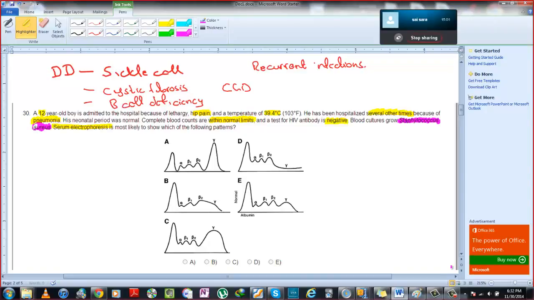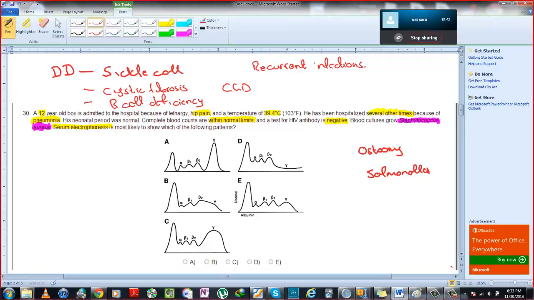Salmonella, it could be Salmonella? Okay, but this guy is growing Staph aureus. Could it be a possibility? I'm not really sure. I thought sickle cell is mostly related to encapsulated organisms. Okay, fair enough. But you see that usually if you're thinking about osteomyelitis in a patient with sickle cell, because that's what you're relating with hip pain, right? You need to look for Salmonella. Staph aureus doesn't do that.